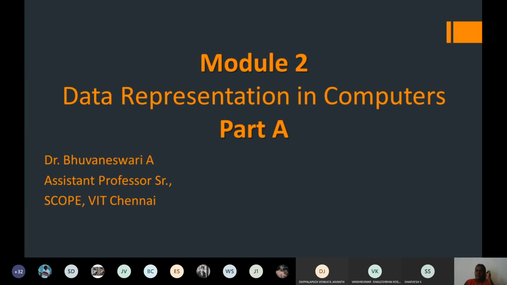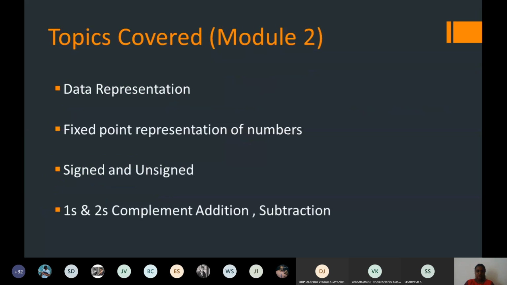So today we are going to see about data representation in computers. This is going to be the second module. The topic we are going to cover for today's class is how you can simply represent data which a computer can understand. And then we are going to see about fixed point representation.